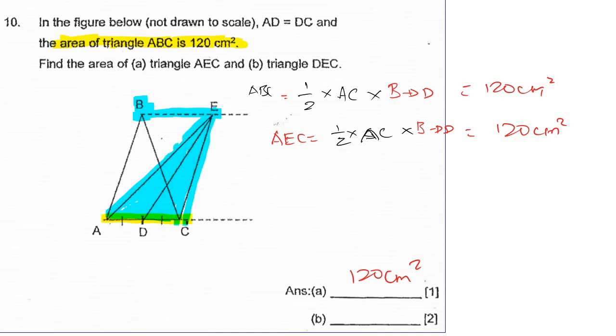Okay? Then the second question is, what is the area of triangle DEC? It's also very simple. DEC, which is this portion, is actually just half of what we have for AEC. So what I do is 120 divided by 2 equals 60 centimeters square. That's all. Easy, right?